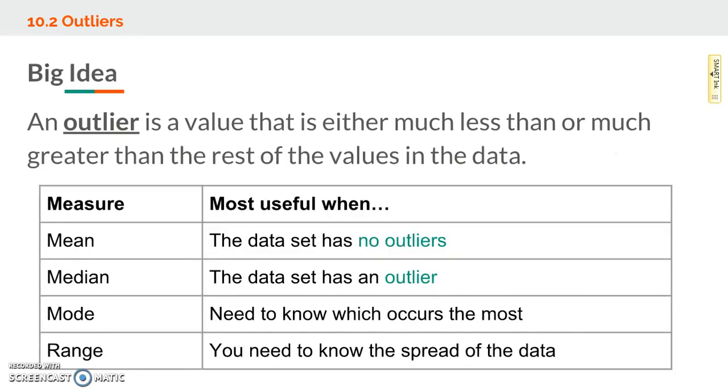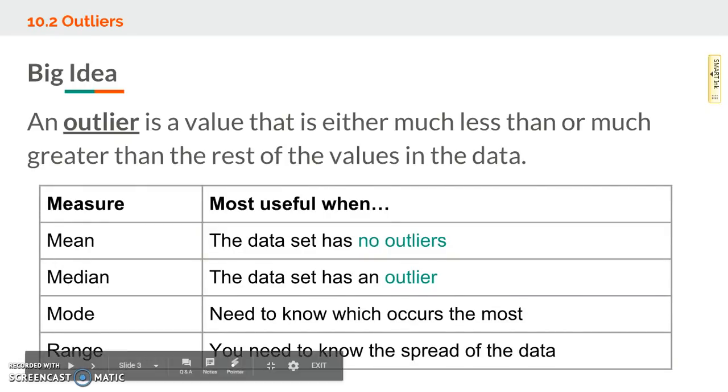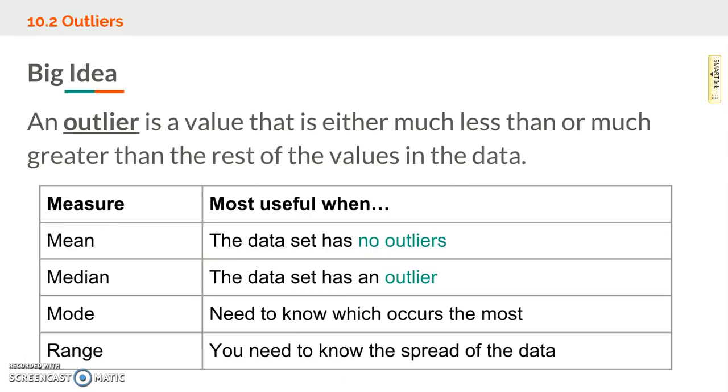All right, so here's our big idea. We have a vocabulary word here today, an outlier, right? So an outlier is a value that is either much less or much greater than the rest of the values in the data. So it's kind of like the one number that sticks out a little bit, whether it's greater or less than the middle range of that data.